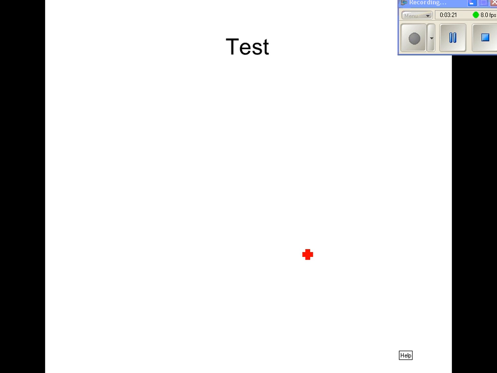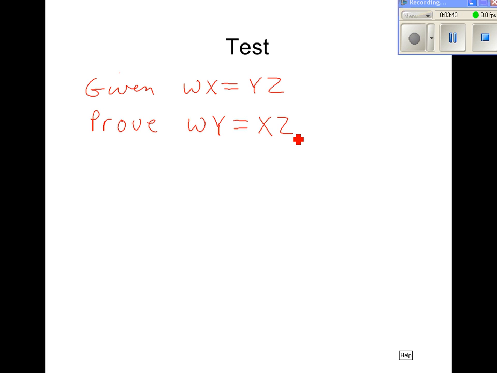All right, Travis. It says prove the following, and given is WX equals YZ. Prove WY equals XZ. And then it says proof, and the statement under statement is 1. What's the picture look like? A segment maybe?